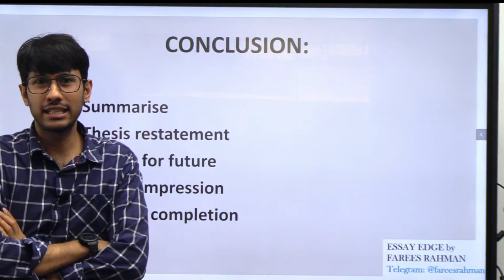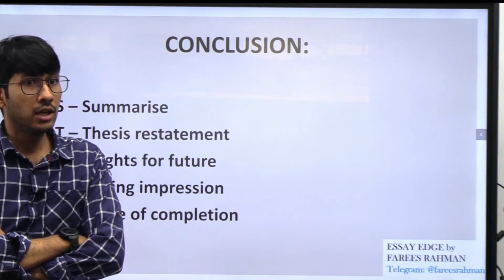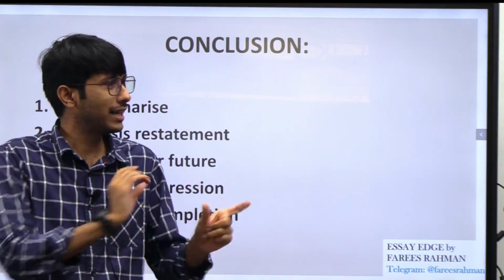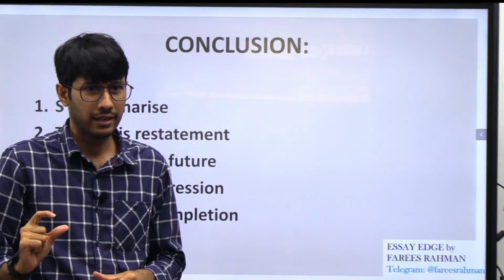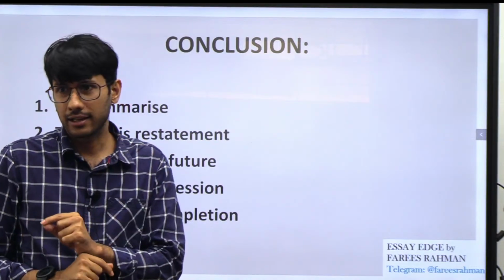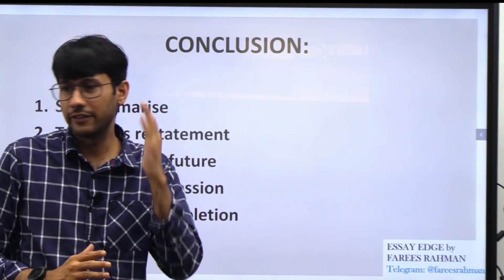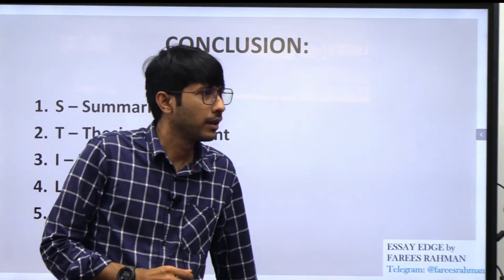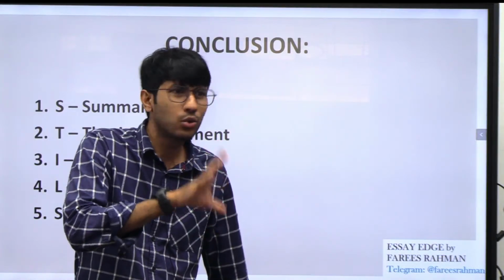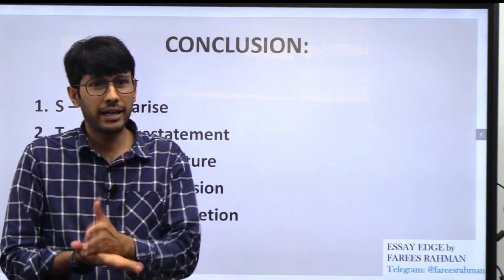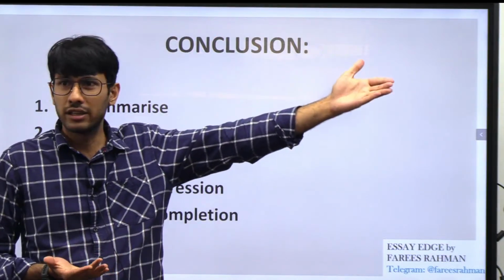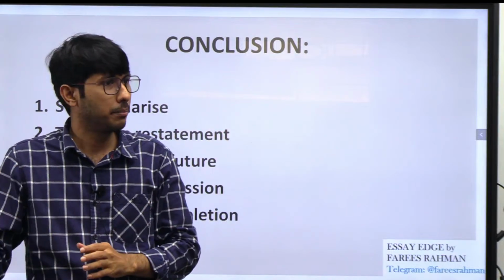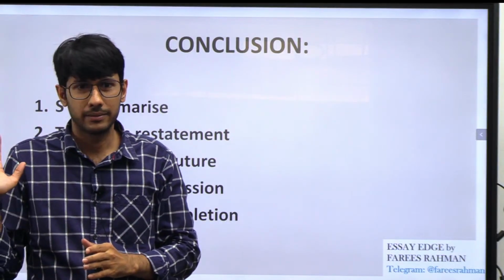Next is the thesis restatement. Remember, your core argument will be there. Again, you have to restate it. Restate it how? Not like copy paste exact thing. Here, you have to restate it in different words. Now, you can follow two approaches here. Let's say your core argument is too big. You can split half and half. First half, use it as a part of the introduction. Second half, use it in the part of thesis restatement.